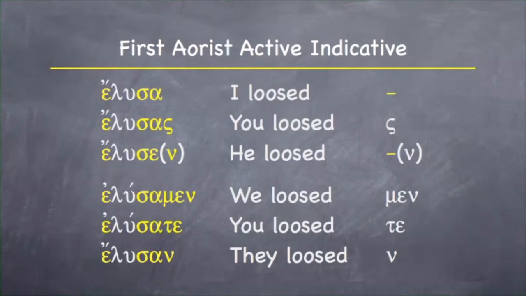There's no personal ending used in the first person singular of a first aorist. It's elusa, not elusan with the nu, which is what you might expect from an imperfect. This is just one of the oddities of the first aorist system. You'll also notice another oddity: in the third person singular, the tense formative sa has gone to se, sigma epsilon. I'm assuming that's because Greeks wanted to be able to distinguish in form the first from the third person singular. But other than that, these things are very straightforward.